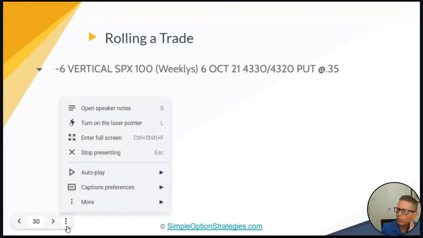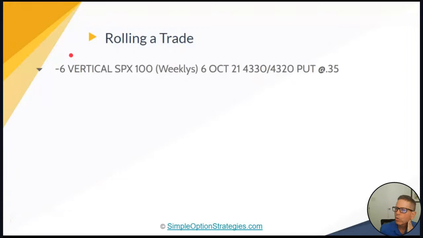Let me get my pointer. The 6 is the number of contracts that we're using in this trade. Vertical means one on top of the other, a put or call on top of the other. The 100 stands for SPX 100, the number of shares per contract. For option contracts, it doesn't mean 500 stocks or 100 stocks. I just wanted to make that clear.